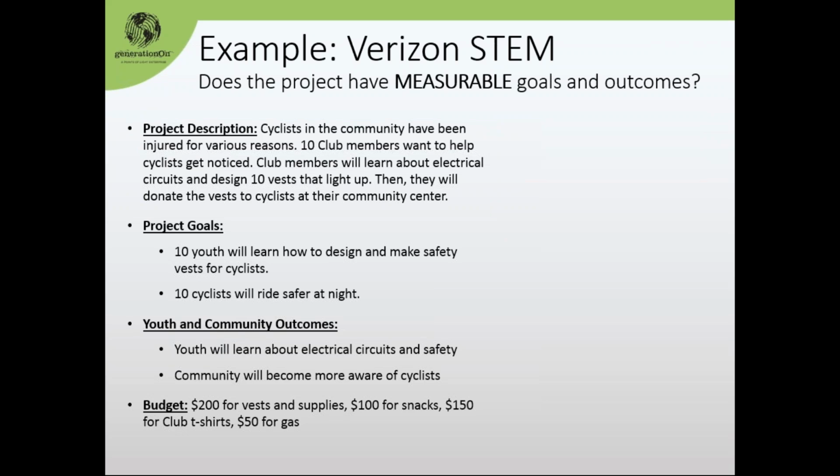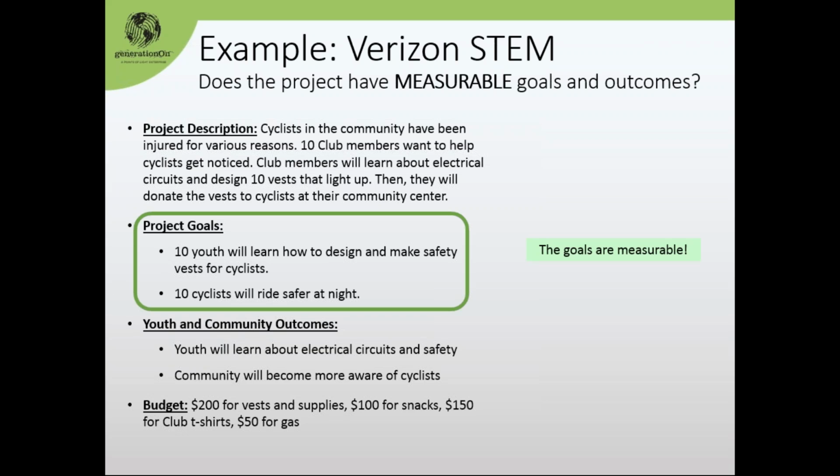Okay, so does the project have measurable goals and outcomes? Let's see. So let's look at the project goals. It says 10 youth will learn how to design and make safety vests. It also says 10 cyclists will ride safer at night. So yes, the goals are measurable. They are quantified. As you see, they say 10 youth, 10 cyclists.